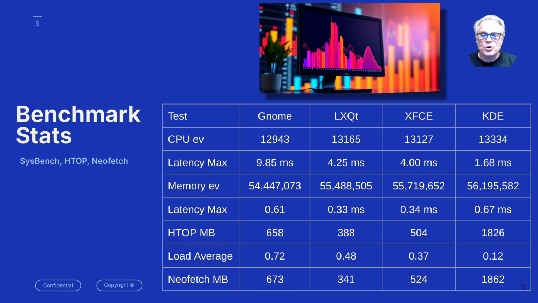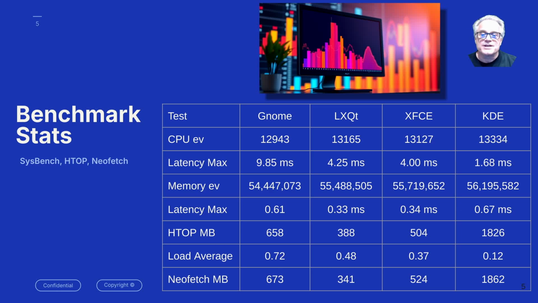So if we look at Gnome, we can see that the CPU events that are given by Sysbench gave us 12,943 compared to LXQt, which was 13,000. XFCE was also 13,000, about the same. And surprisingly, KDE was the most with 13,334. I also looked, when we tested the CPU, at the latency max.